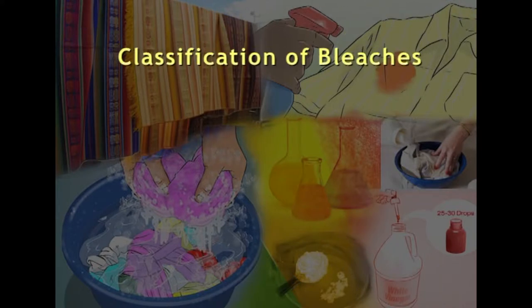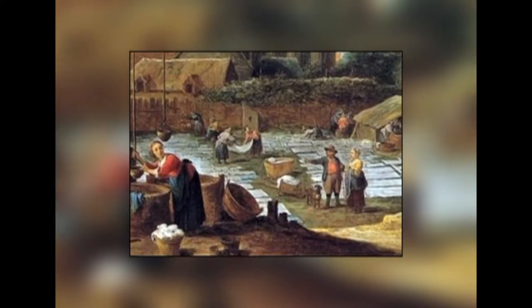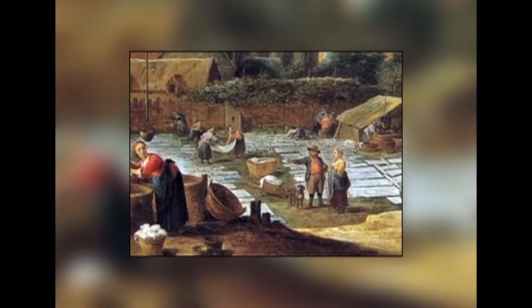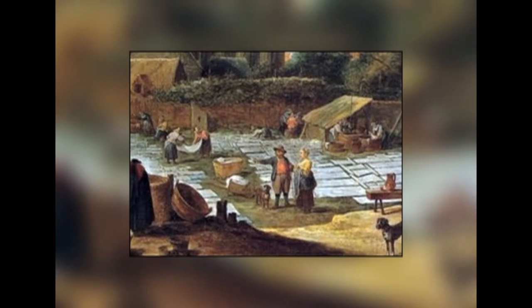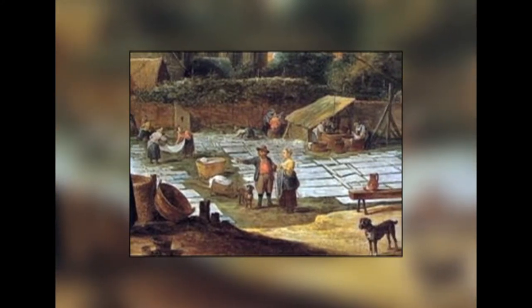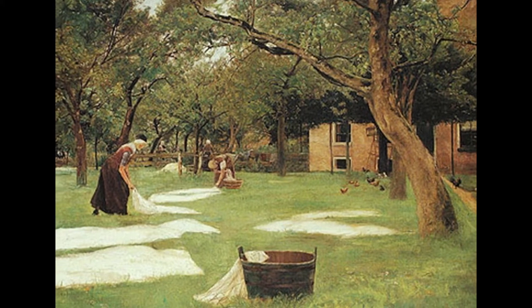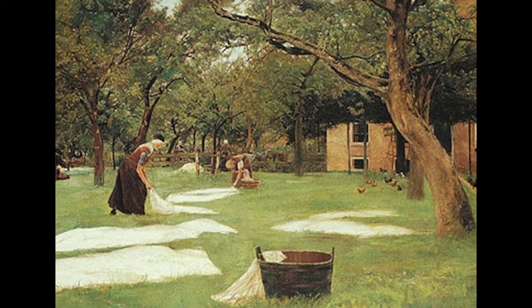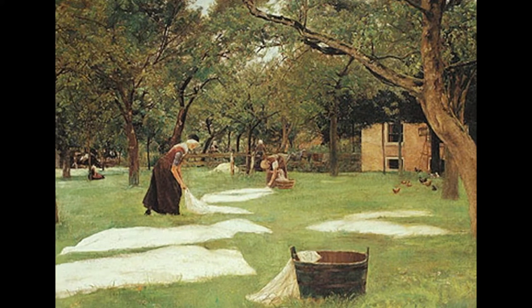Let us look into the classification of bleachers. The first one is naturally available bleach, that is sunlight. Sunlight has a greater bleaching effect on damp fabrics than on dry ones. To bleach a fabric, wash it and spread it out in the sun on a sheet or other clean white cloth, or hang it on a line for a day, or more for 2 or 3 days. If the fabrics are spread on the grass, sunlight along with the plant pigment and dew can become an effective bleach to whiten the sheets of the cloth.